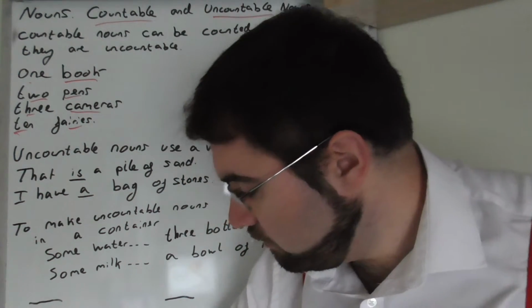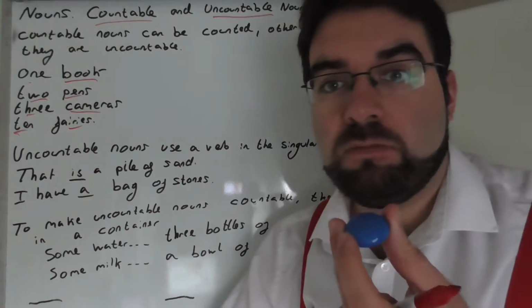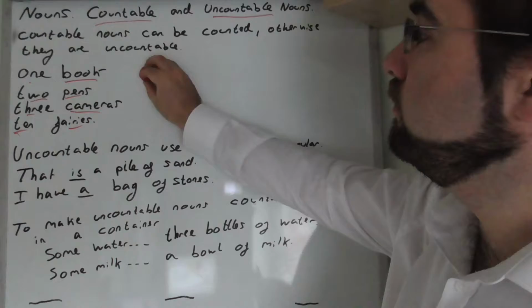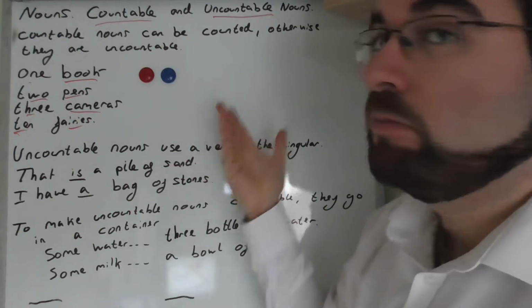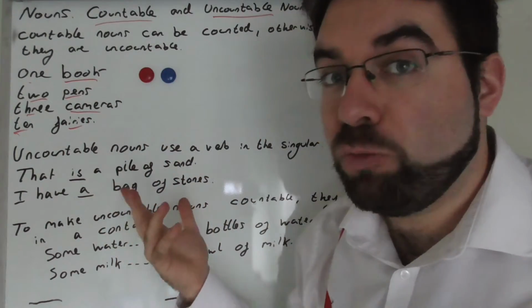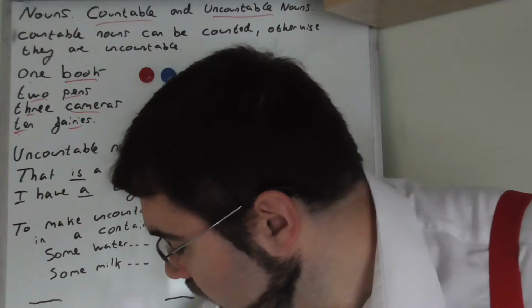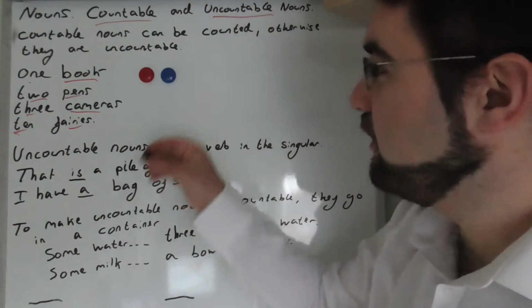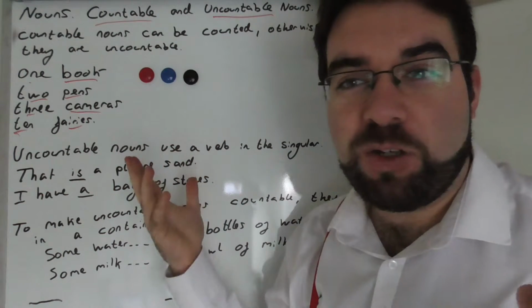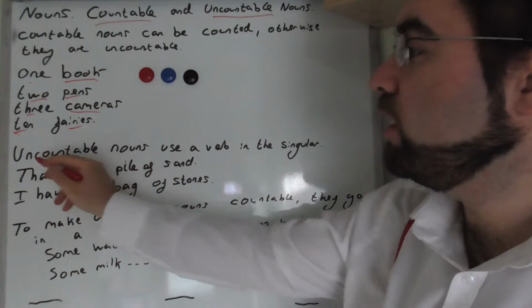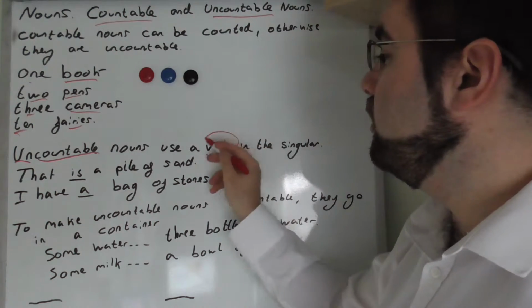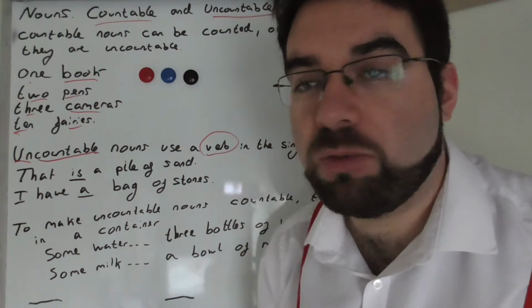What are these? So 1, 2 magnets. Very nice. 2 magnets. 3 and 4. Oh, okay, 3 then. 3 magnets. Very nice. But uncountable nouns use a verb in the singular when we describe them.